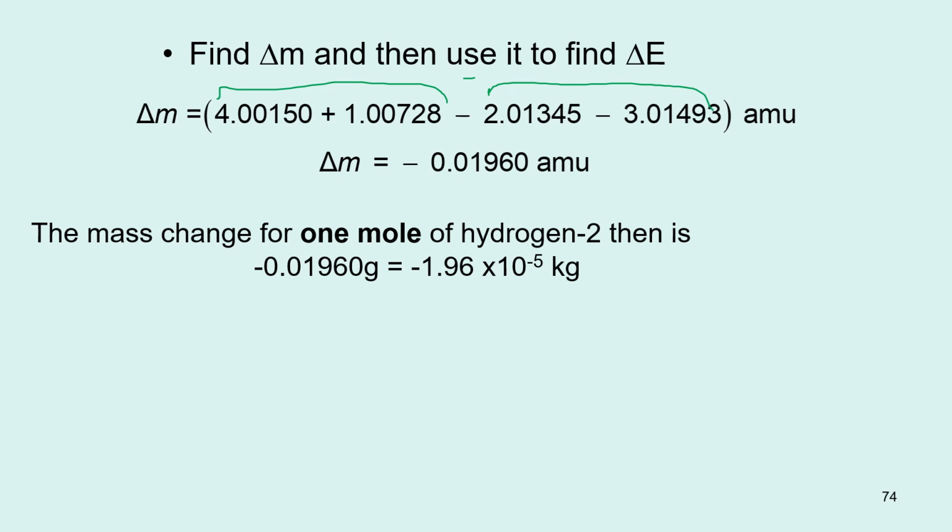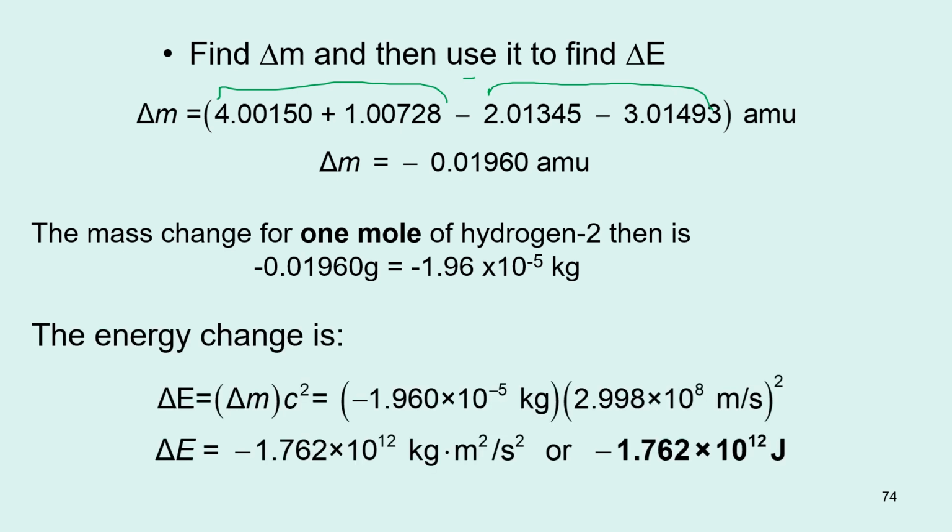So amu is equal to grams, which you can convert to kilograms. And then E equals mc squared. The reason we converted that to kilograms is because the speed of light is in meters per second, quantity squared, and kilograms times meters squared divided by seconds squared is equal to joules. So we're just doing some finagling to get the units right, to get joules. So anyway, delta E equals that change in mass, in kilograms in this case, times the speed of light squared.